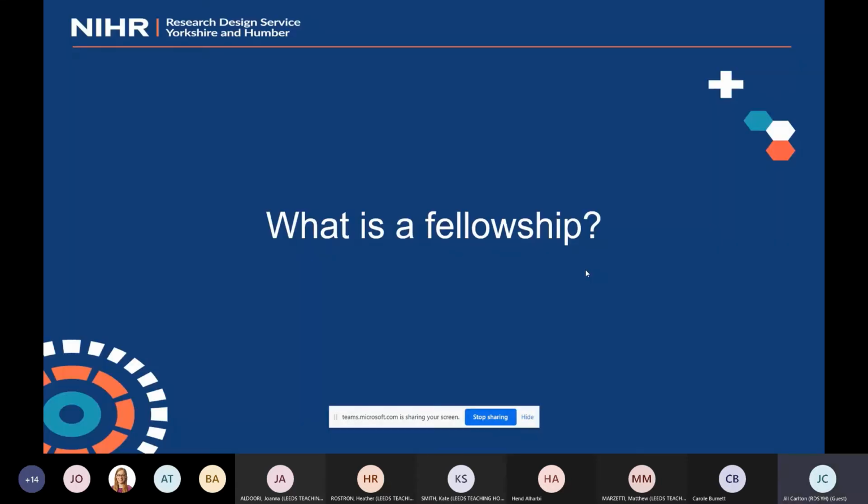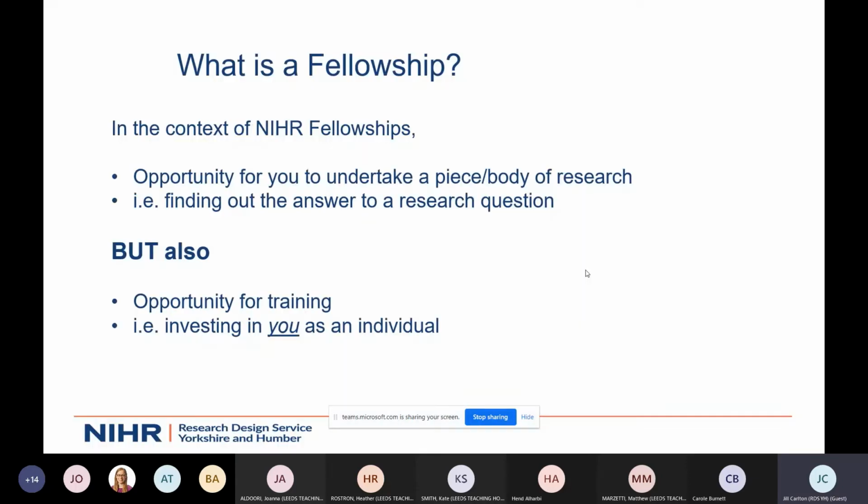So what is a fellowship? Well, forgive me if some of you already know this, but in the context of NIHR fellowships, these are an opportunity for you to undertake a piece or a body of research such that you can find out an answer to a research question. But the difference between a fellowship and a project piece of funding is that it's also an opportunity for you to develop as an individual, because you can cost in training within the fellowship itself, not just in terms of the financial cost, but also the time in order to be able to undertake that training.